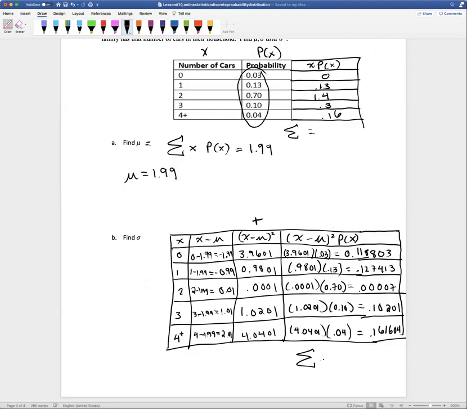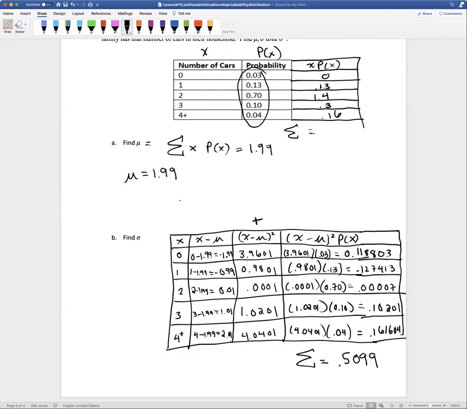Let's see what we get. So we're going to add up 0.118803 with 0.127413 with 0.00007 with 0.10201 with 0.161604. And when we add them up, we get 0.5099. Okay, so the sum of those values is 0.5099.